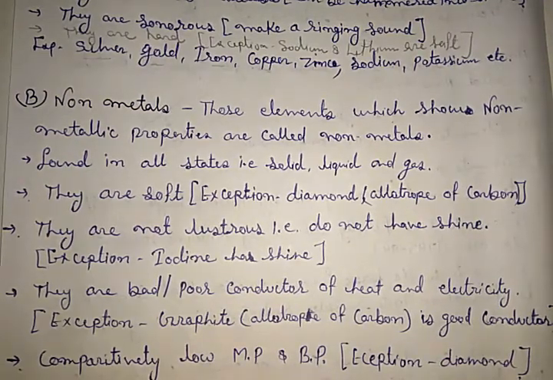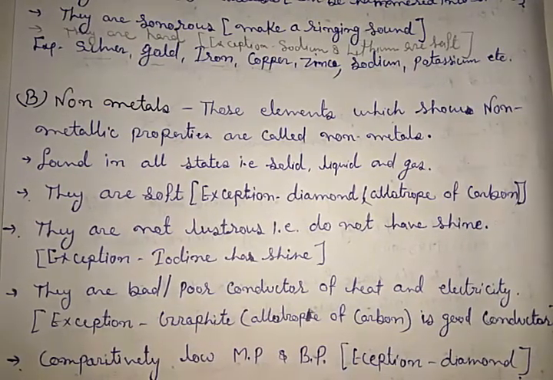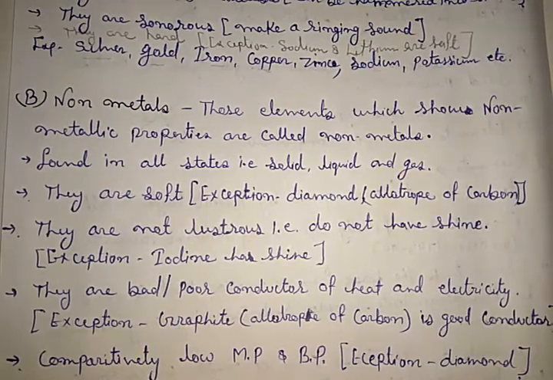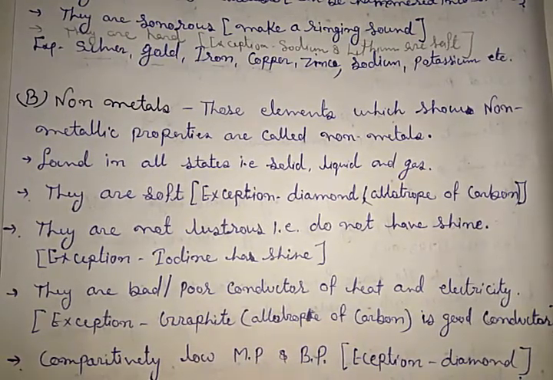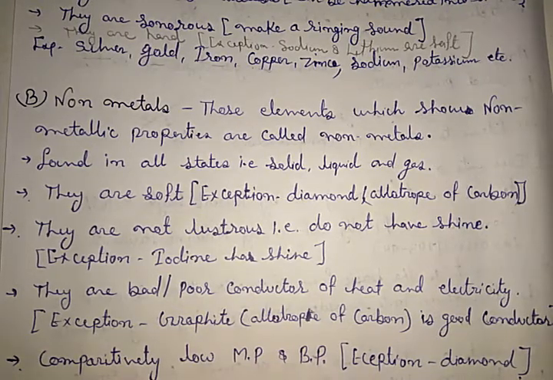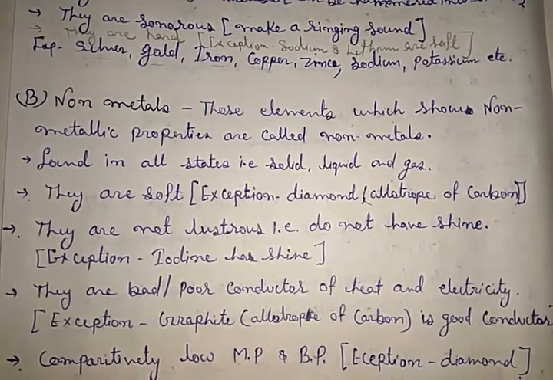In yesterday's class we discussed pure substances. The substance which is made up of only one type of particle is known as a pure substance. Further, we also classified pure substances, and they were of two types. One is element and second is compound.